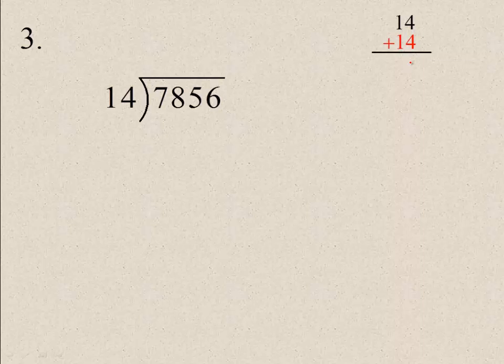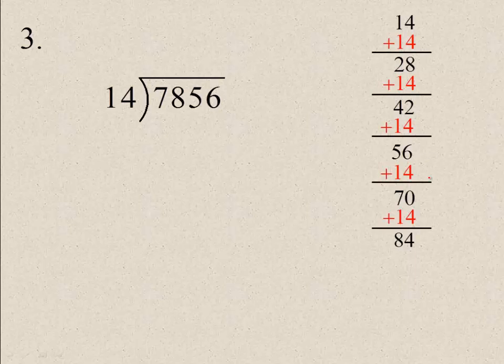So to 14, I will add 14, I get 28. Add 14 again. 8 plus 4 is 12, 2 carry 1, and the answer is 42. And on and on and on. I keep adding 14, it becomes easy. I'll stop at 98 for now. Let's start off with 14. Can 14 go into 7? No. So I put in 0.